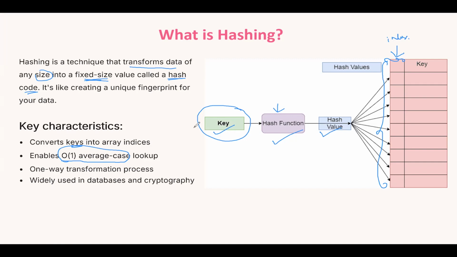The reason being, when I have an index, say 1 to 10, if I want to access a particular value, say 5, I know where exactly 5 is lying. So it is constant. It is not going to vary. And it is a one-way transformation process. We are going to transform the key into the indexes. It is widely used in databases and cryptography, where you have to convert the key values into a particular index. There we will use the hashing techniques. All right, so this is hashing.